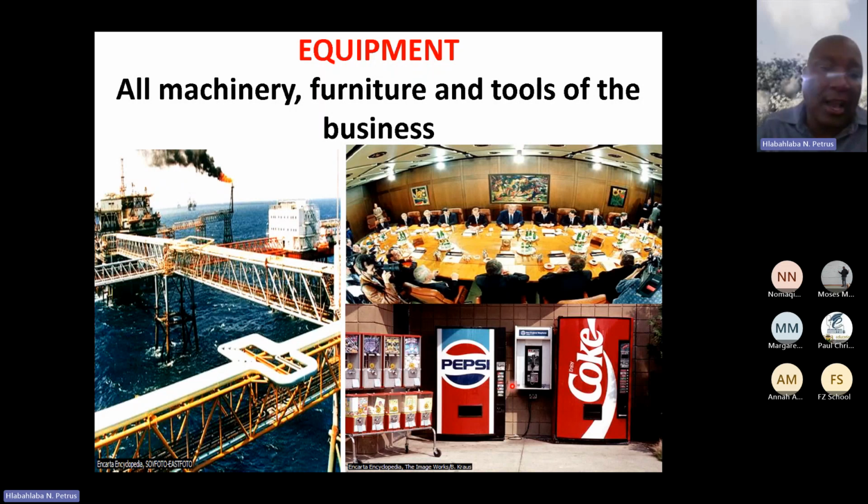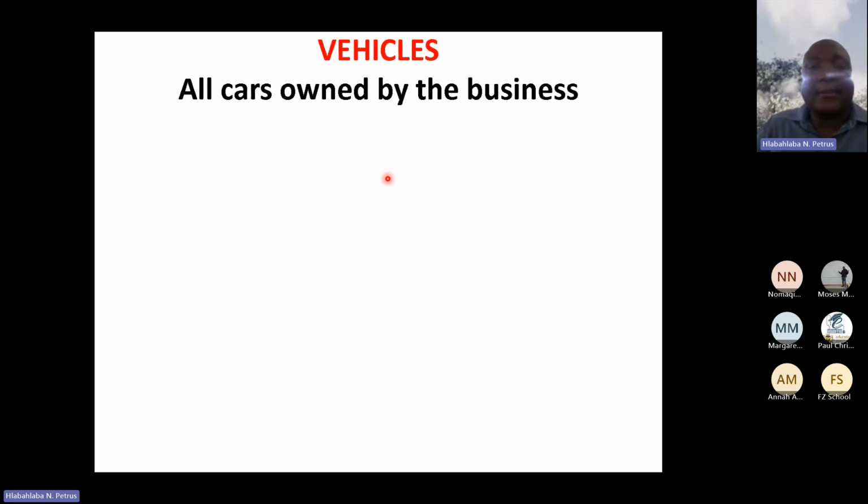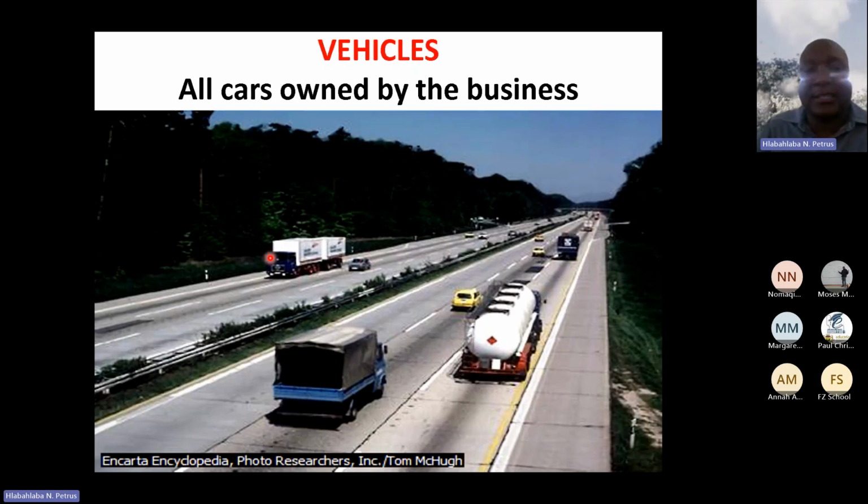We don't say it's machinery, it's equipment. These machines that are used here to extract oil from the bottom of the sea, we refer to them as the equipment. And then we have vehicles in the business, as I mentioned. All cars that are owned by the business, moving on the roads, delivering our products, we refer to them as the vehicles. We use them to transport our products from our business to our customers.